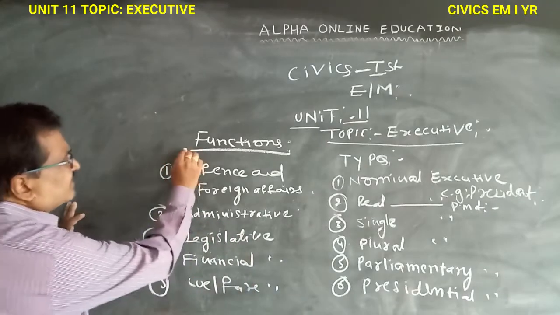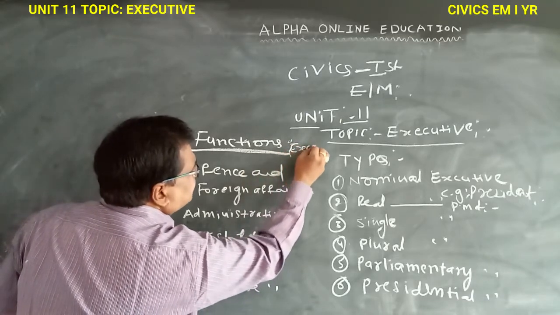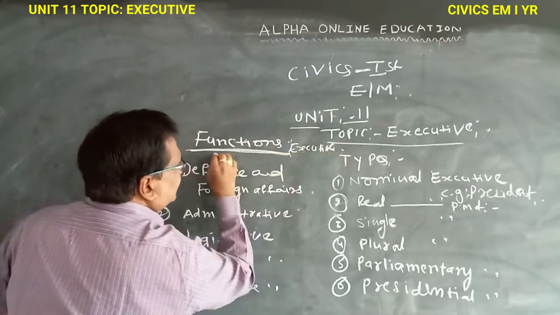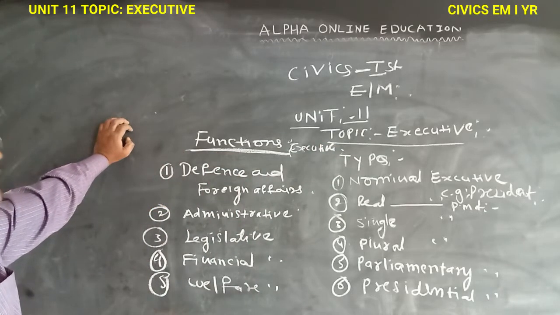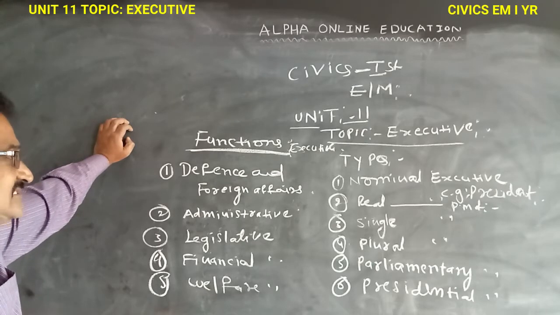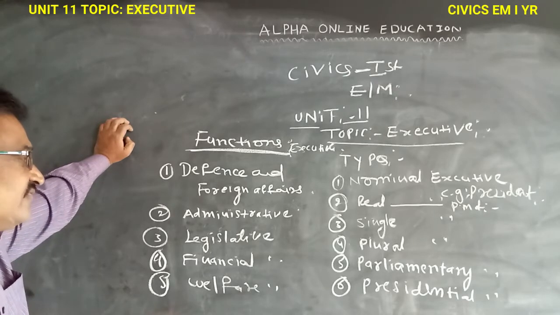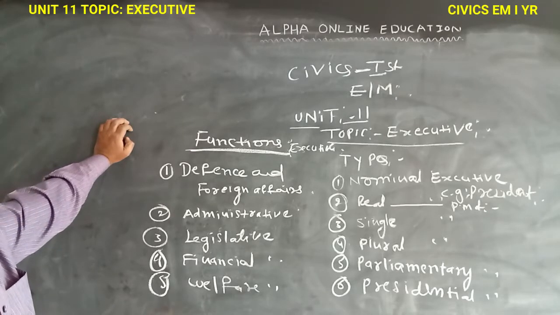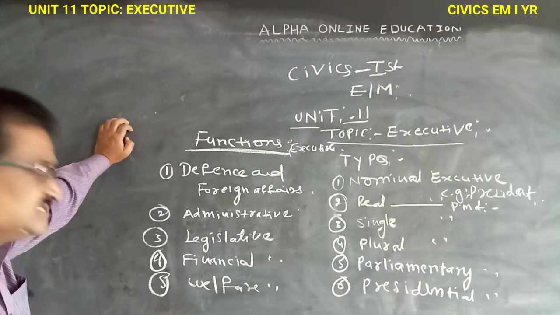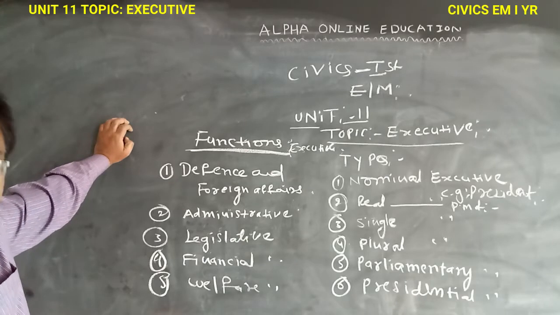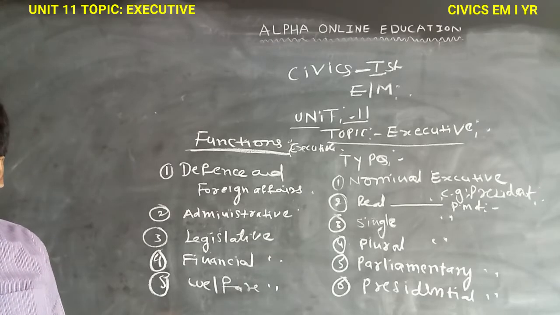Here are the functions of the executive. The first function is defense and foreign affairs. The second is administrative functions. The third is legislative functions. The fourth is financial functions. The fifth is welfare functions. These five are the functions of the executive.